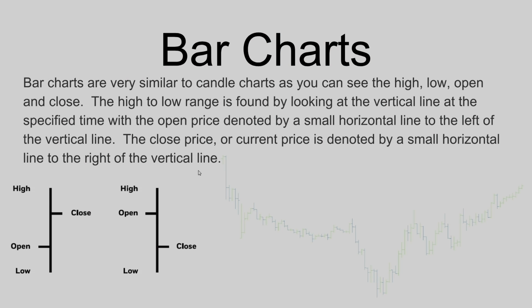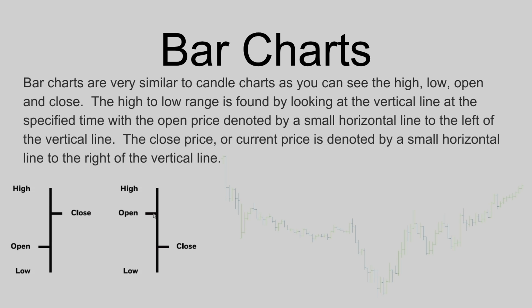The next type of chart we'll talk about is a bar chart. The bar charts are very similar to the candle charts. However, instead of having a full body, it just has these lines here representing the open and the close. The open price will always be on the left side of the candle. So this line right here, this vertical line, is pretty much your wicks, your body of the candle, and your other wick. And so here's your open price.